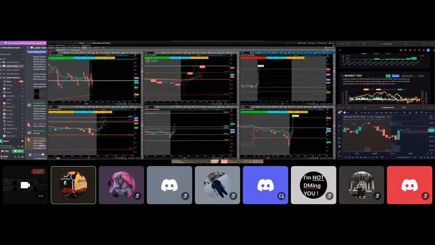I got out a little too early there on Snow, just a tad bit too early. It hit 200.57. I had the 205 calls, by the way, so I missed out on an additional probably like $40. So this spread was just too crazy for me.